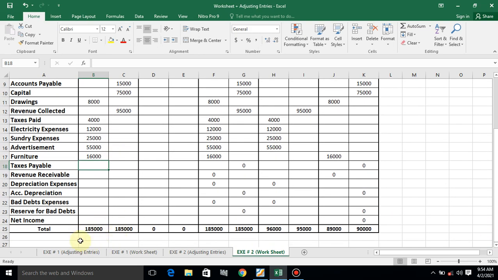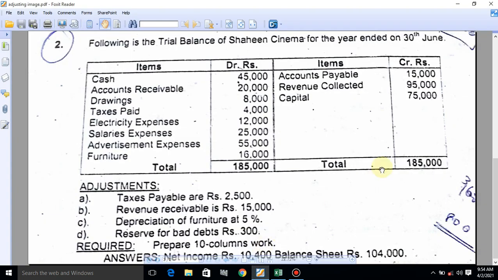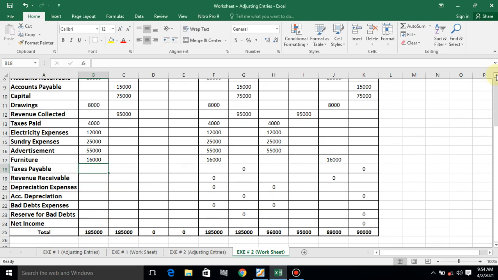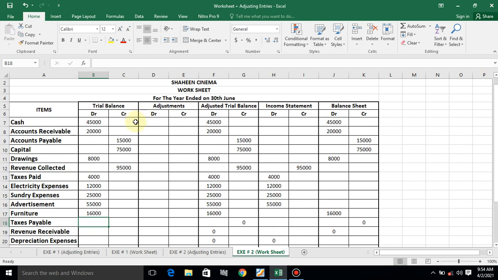As you can see, both the debit and credit side are balanced. These items have been taken from trial balance, 185,000 rupees. You can also see the question here, 185,000 rupees, because all these items have been taken from this trial balance. So even in worksheet we have the same value of 185,000 in the column of trial balance. You can see all these values have been taken from trial balance of the question.